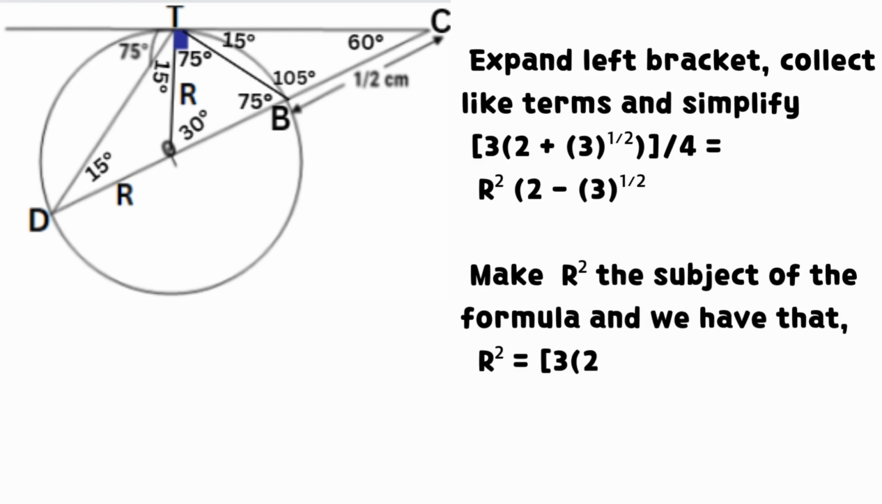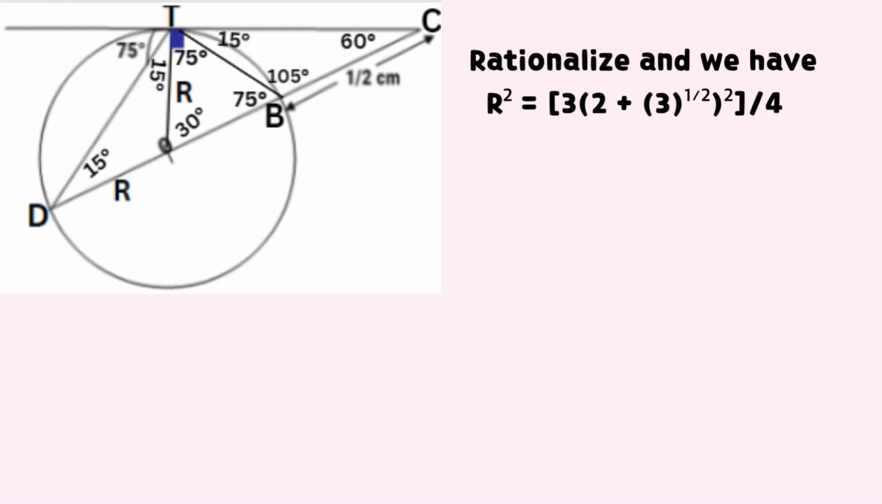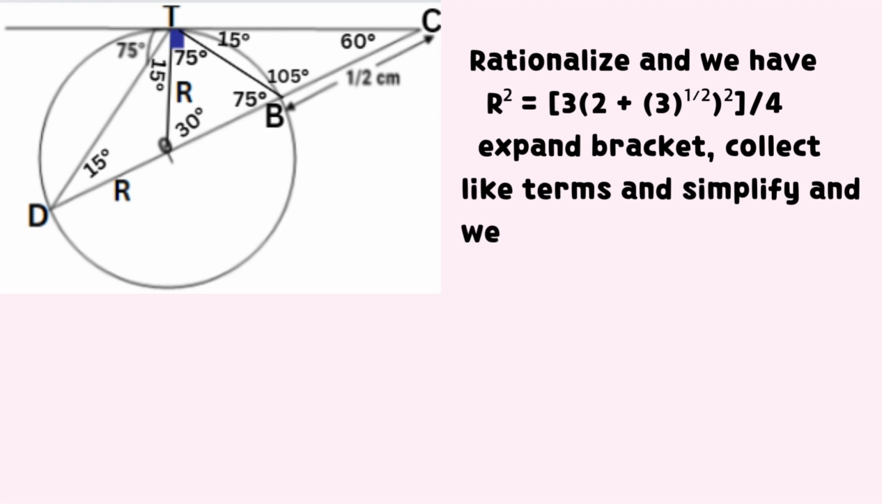Expand the bracket, collect like terms and simplify: 3 over 4 multiplied by the sum of 2 and the square root of 3 equals the square of R multiplied by 2 minus the square root of 3. Make the square of R the subject of the formula, and we have its equation as shown on the screen. Rationalize and we have that the square of R equals 3 multiplied by the square of the sum of 2 and the square root of 3, all divided by 4.